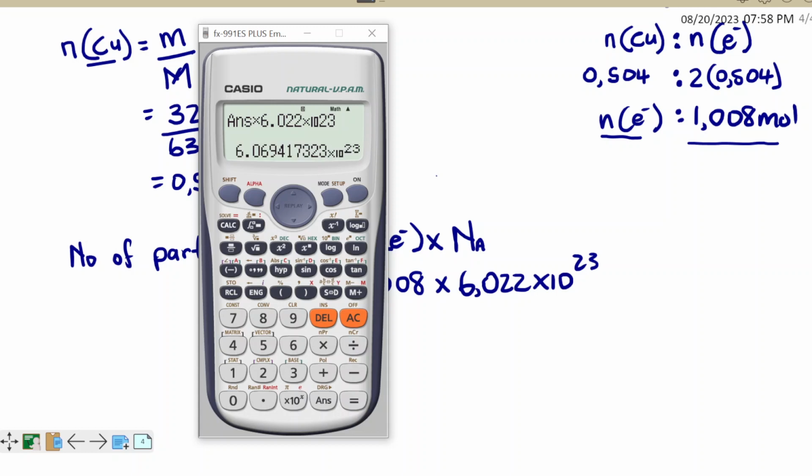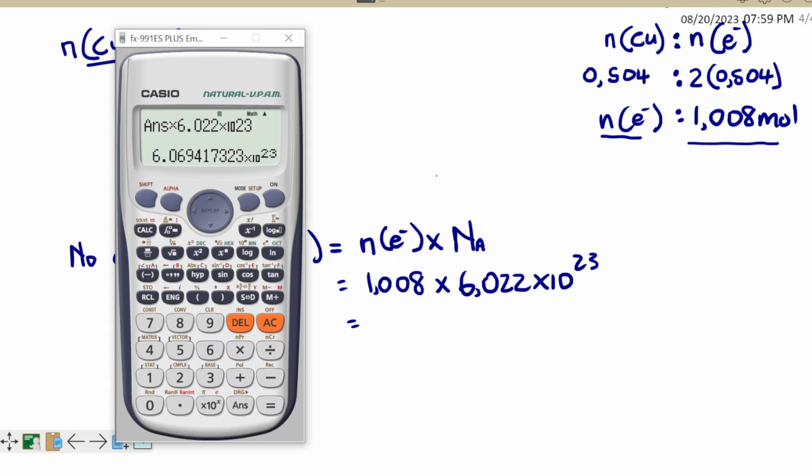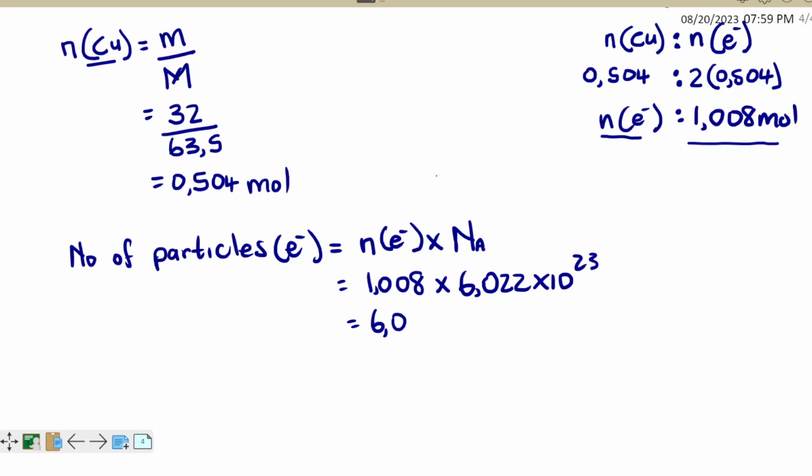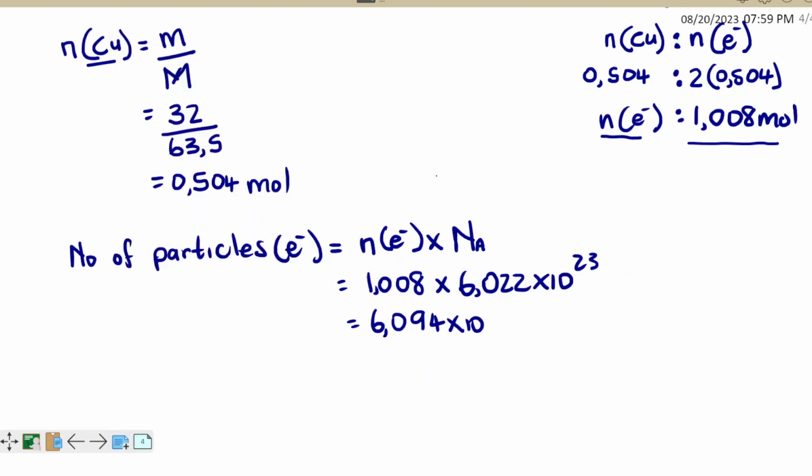So we get the number of particles, which is something like 6,0694. All of that number, but I'm just gonna write 6,094 times 10 to the power 23. Yes, to the power 23.